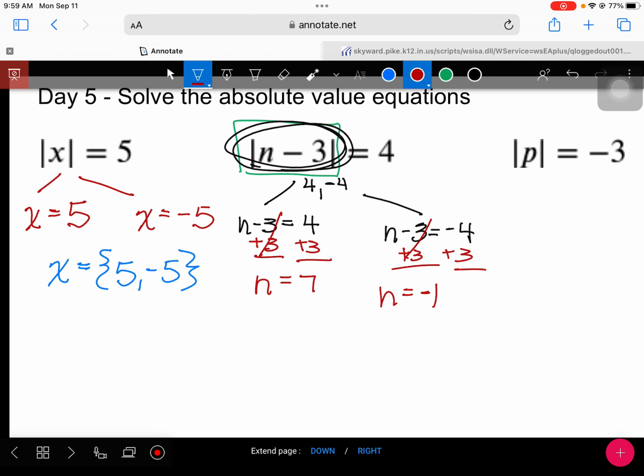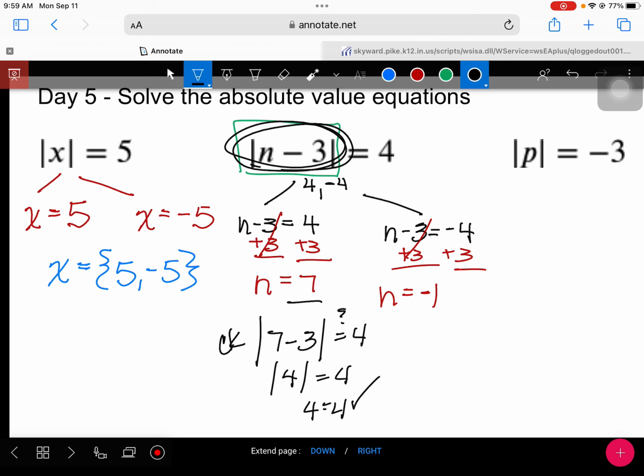You're like, Miss Thede, how could both of those be a solution? Well, let's check. If I substitute 7 in for n, I get the absolute value of 7 minus 3. Is that equal to 4? Well, the absolute value of 4 is 4 units away. So yes, 4 is equal to 4. That checks out. Let's substitute -1 in. The absolute value of -1 minus 3, is that equal to 4?